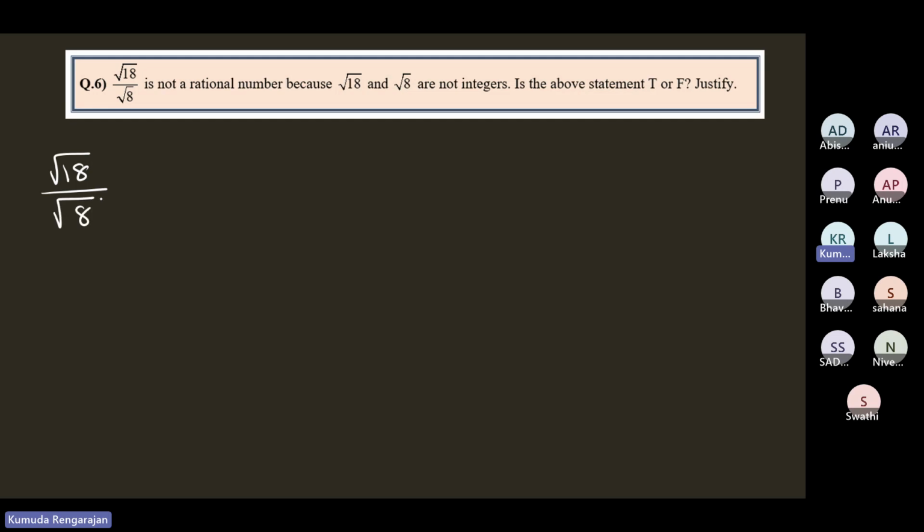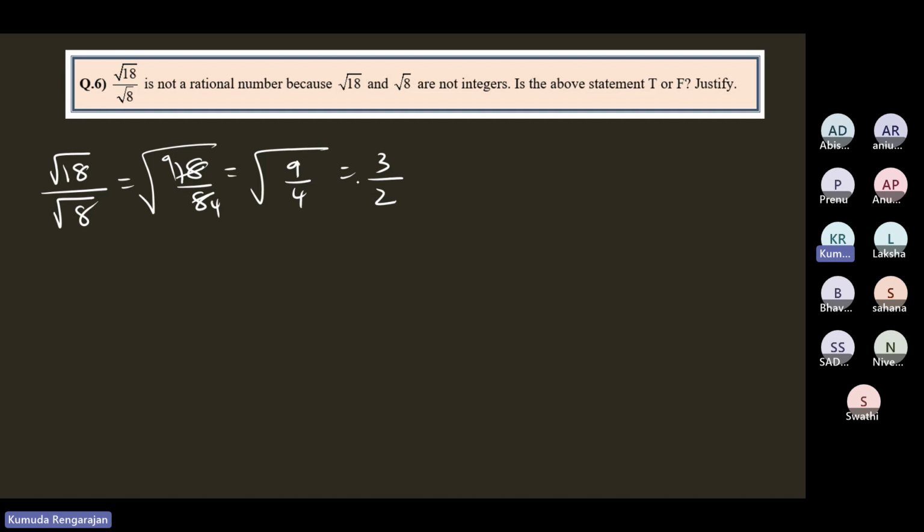Root 18 by root 8, you can write it as root of 18 by 8 also, because the numerator is a square root and the denominator is also a square root. So that is equal to root of 9 by 4, since 2 nines are 18 and 2 fours are 8. So 9 by 4, which is equal to 3 by 2. Square root of 9 is 3, square root of 4 is 2.